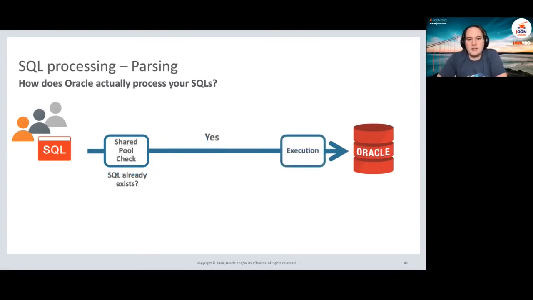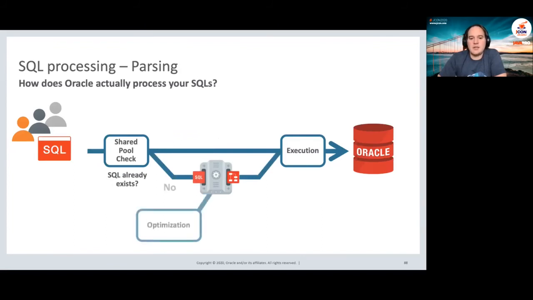So if we find the SQL statement in the shared pool, this memory area, we just go and execute it, and great. If not, this is where the more resource-intensive tasks kick in. This is where we usually go into the hard parse phase, where the optimizer is kicking in.